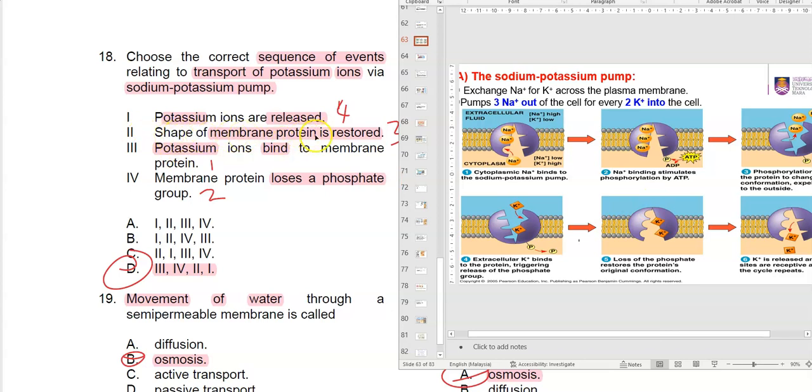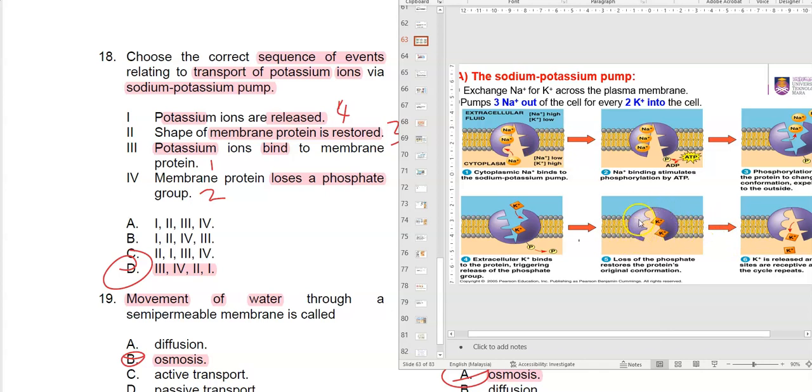Shape of the membrane is restored. So it returns back to the normal shape, the normal shape of the sodium potassium pump, which is here. Initially, it is in this position.